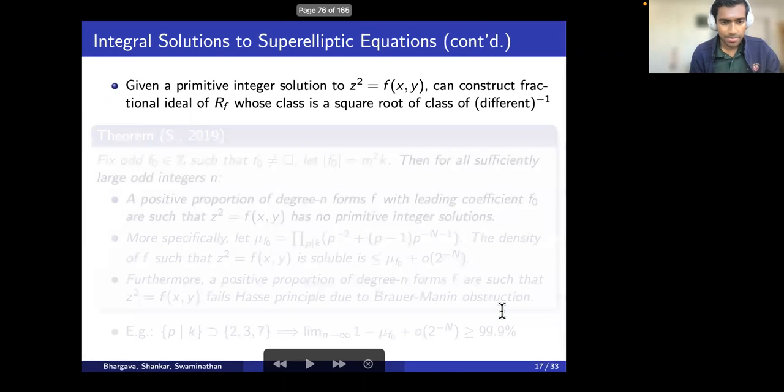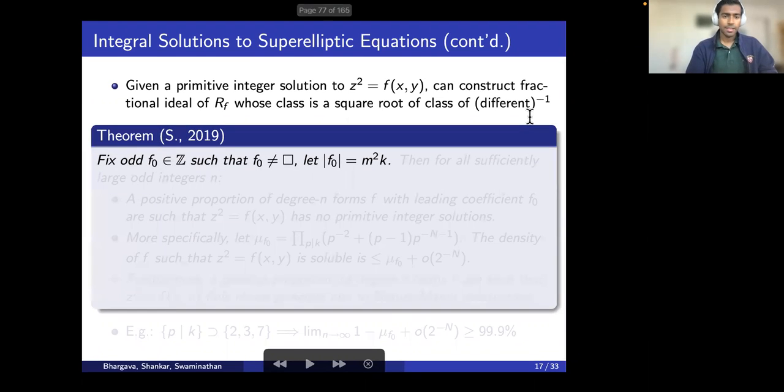And that's what we can use the parametrization to prove. It turns out that if you have a primitive integer solution to this equation, then you can actually construct from that solution a fractional ideal of R_f, whose ideal class is a square root of the class of the inverse different. So primitive integer solutions give rise to the input to the parametrization. And so therefore they give rise to integral orbits of a representation, and we can count them. And that yields the following result. Let's fix an odd number f naught that's not a perfect square. And let's factor again f naught as m squared k, where k is square free.